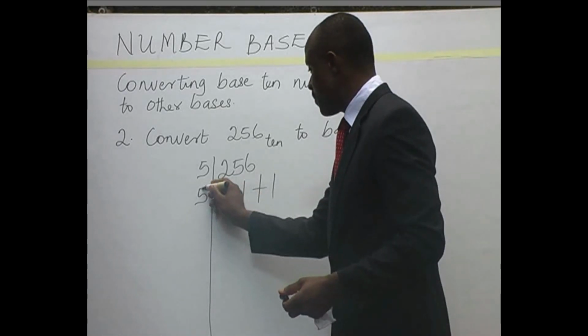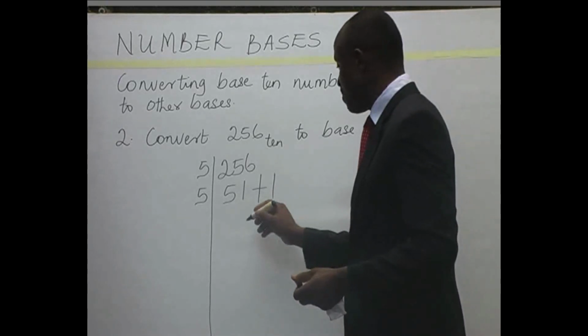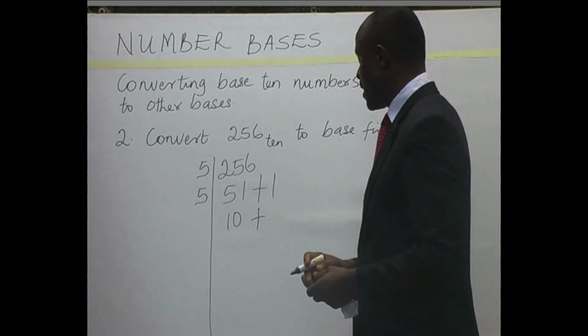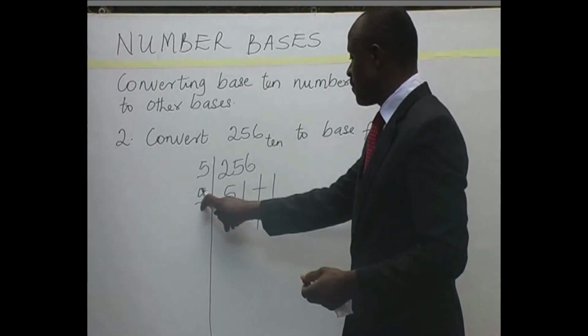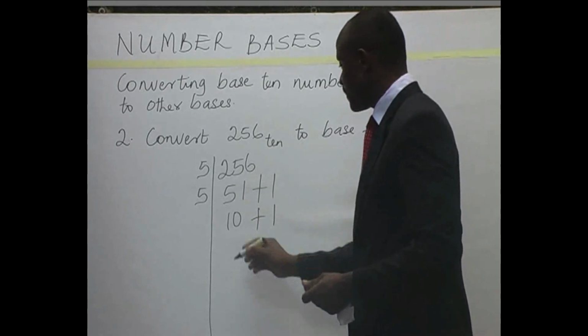Take another step of 5. How many 5s are inside 51? You have 10 pieces. 1 will be left because 10 times 5 is 50. Remove 50 from 51, you have 1 left.